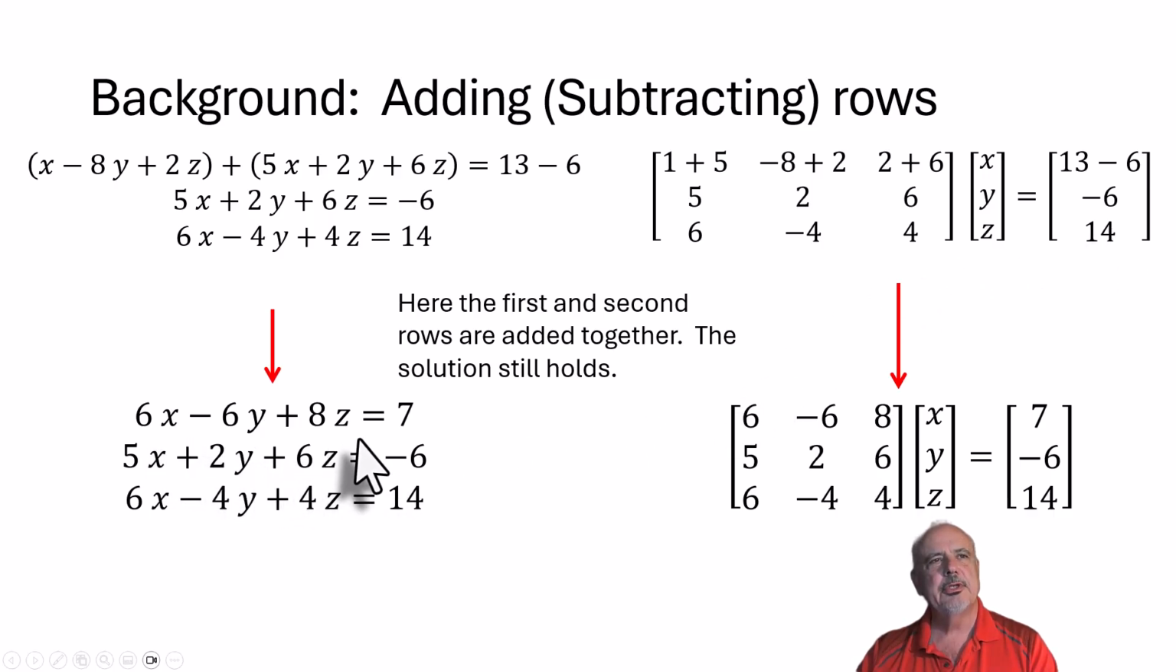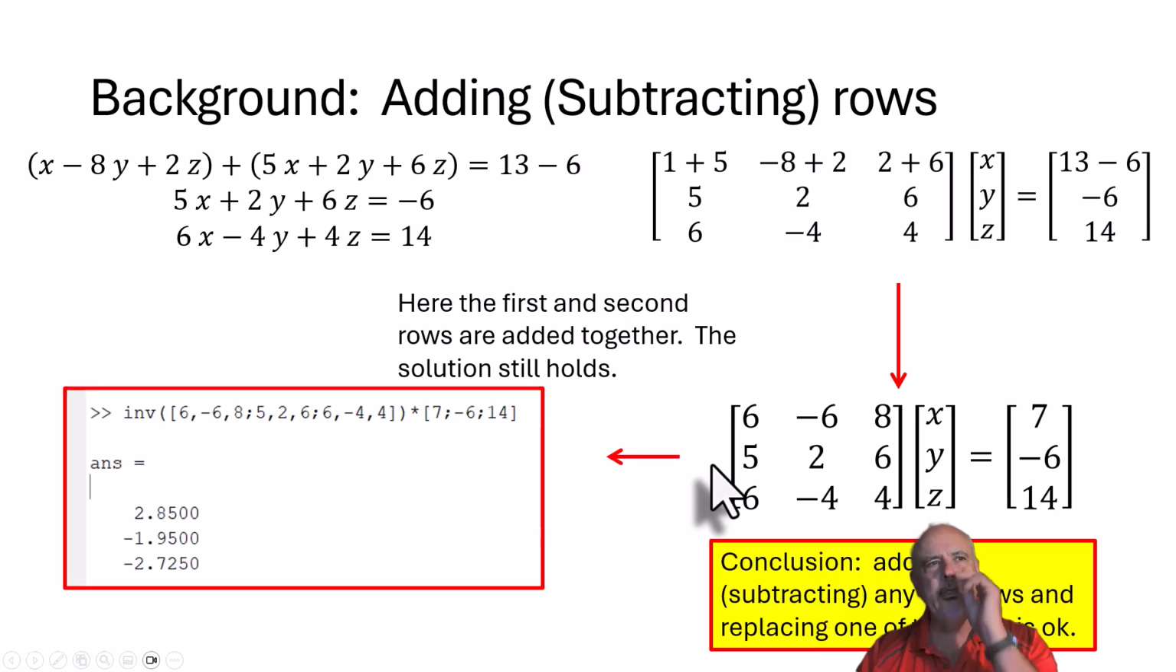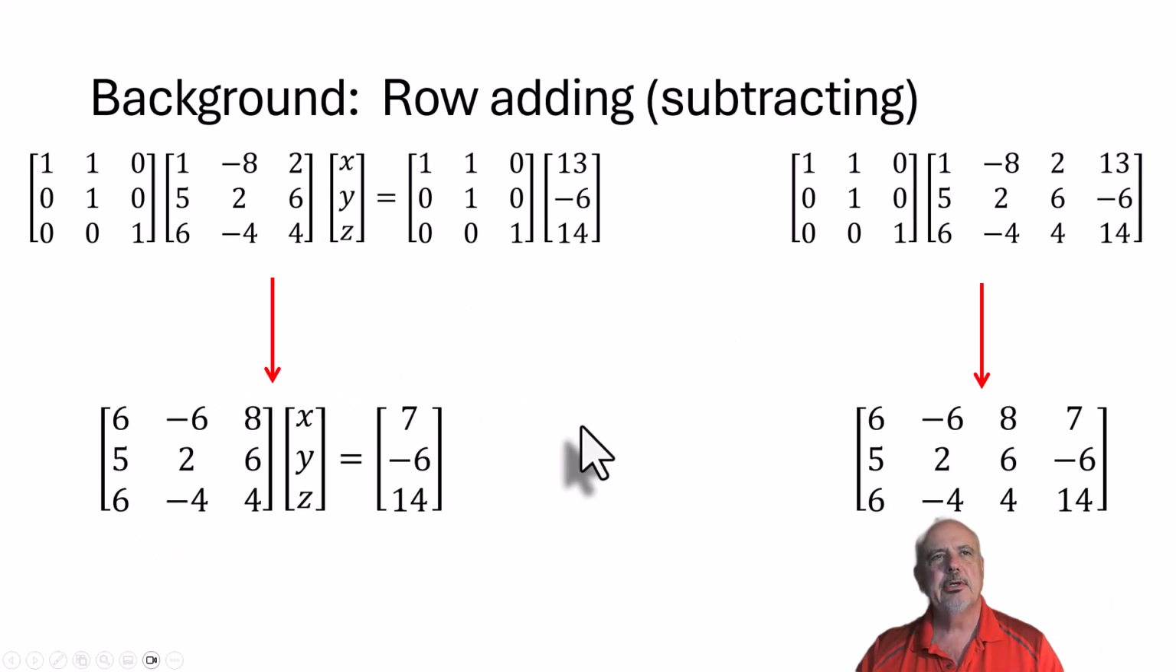And then I can see what the results are down here. And then of course, I can do the inverse of that, the inverse of 6, minus 6 and 10, and 5, 2, 6, 6 minus 4, 4, and then my right-hand side ends up with 7, then -6 and 14. So the second row and the third row are not changed. It's just that I've added the original first and second rows together. So that's what this is showing, that the answer is unaltered.